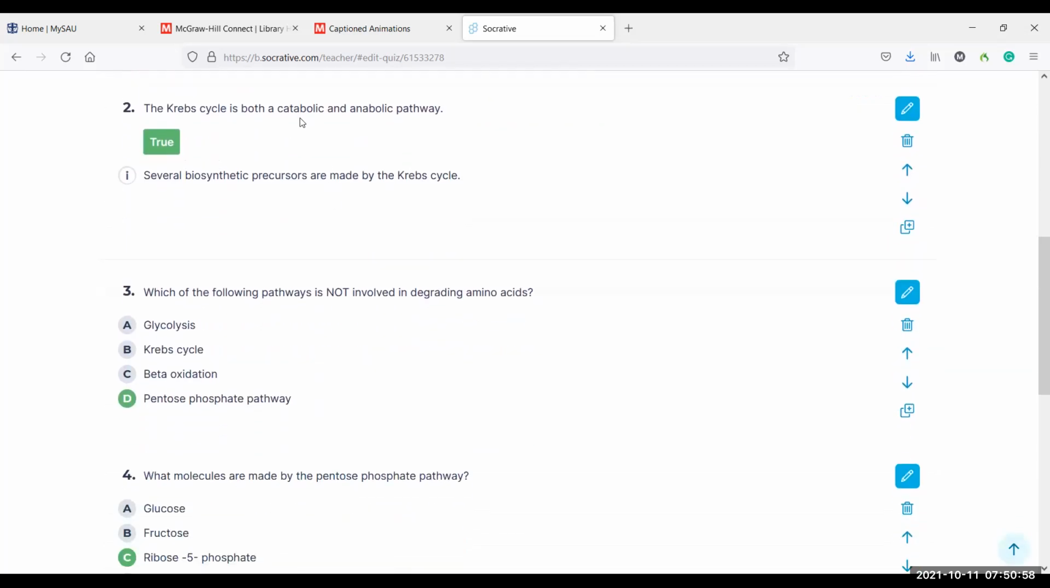Krebs cycle is both a catabolic and anabolic pathway. That's true. Some of the intermediates, the metabolites in Krebs cycle are used to make very important molecules. So for example, several Krebs cycle intermediates are used to make several amino acids. Just a few examples. So oxaloacetate is used to make aspartate. The amino acid aspartate, and from aspartate, you also make another amino acid, asparagine.